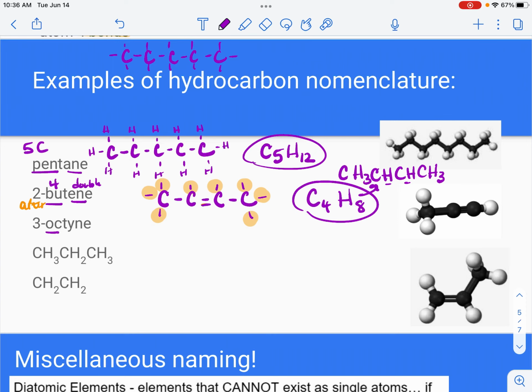Okay, 3-octyne. Oct is 8, so I'm going to put 8 carbons: 1, 2, 3, 4, 5, 6, 7, 8.